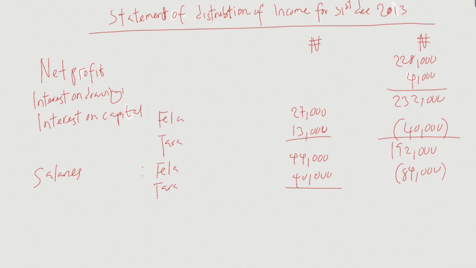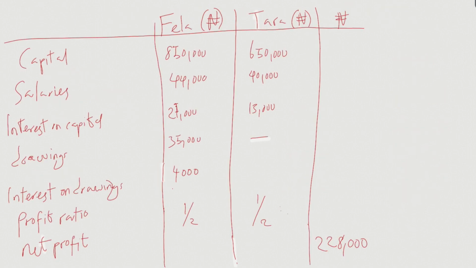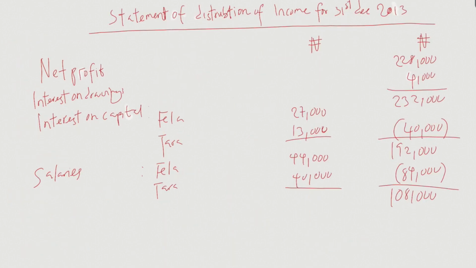So we deduct 190,000 from 84,000. We're going to have 108,000, right? What else do we need to account for? We have accounted for salaries. We have accounted for interest on capital. We have accounted for interest on drawings. Yes. So now we need to share the profits.